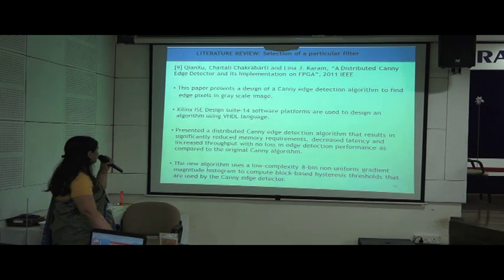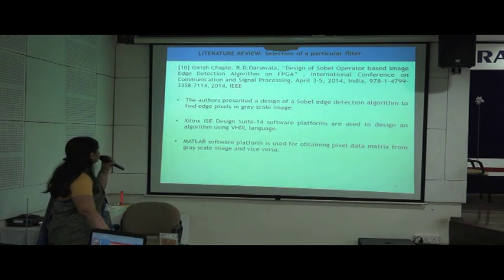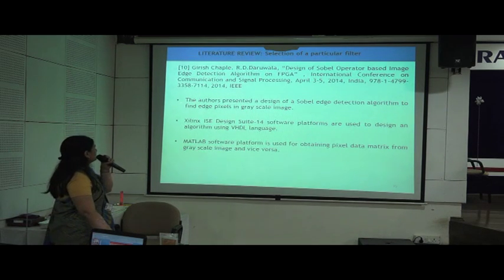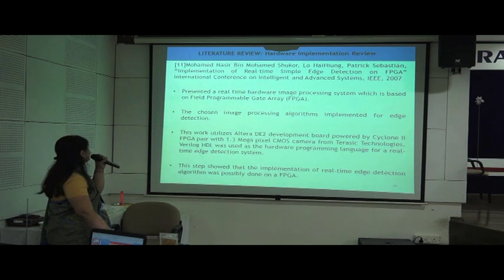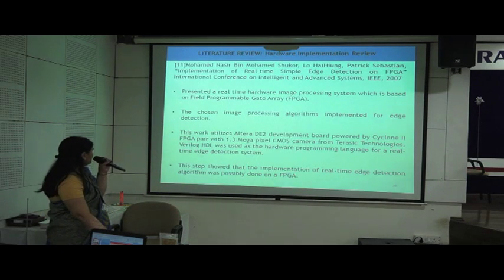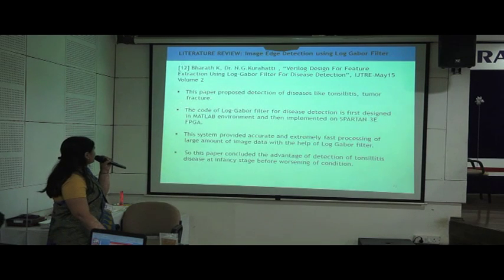This paper presents a design of the Canny edge detection algorithm to find edge pixels in a grayscale image, and Xilinx ISE Design Suite 14 software platforms are used to design the algorithm using VHDL language. Here, the authors have presented a design of the Sobel edge detection algorithm to find edge pixels in grayscale images. In this paper, the authors have presented a real-time hardware image processing system which is based on FPGAs and chosen image processing algorithms implemented for edge detection.